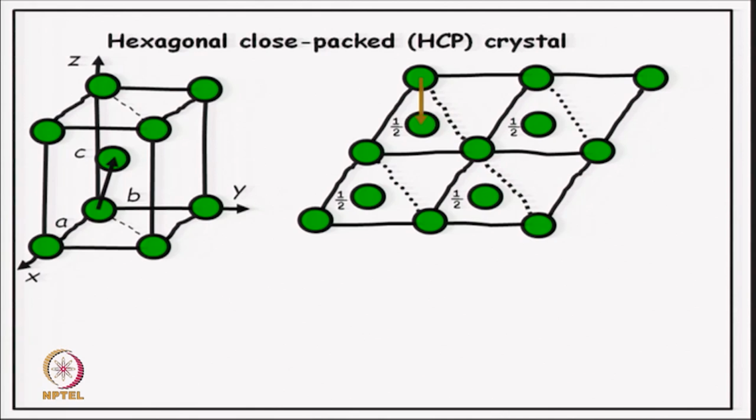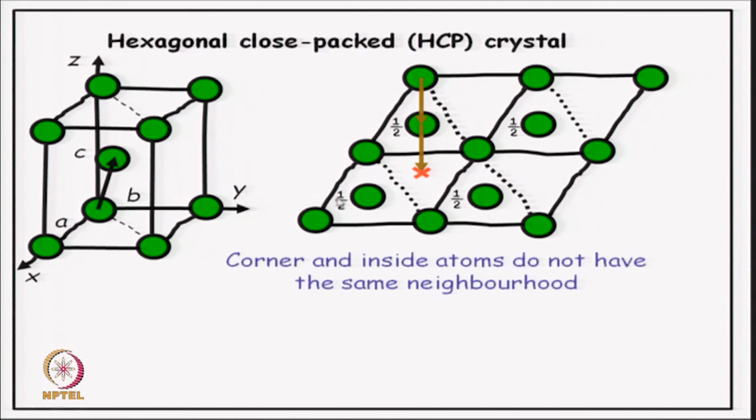Again, repeating that exercise with the arrows which we had done, we see that a corner atom has this internal atom as its neighbor, but if we move from the internal atom in the same direction, the same distance, we do not find a neighbor. So, the corner atoms and the central atom are not equivalent. The atom inside the unit cell is distinct from being a lattice point. So, we can select lattice points only at the corners. So, the corner ones are the lattice points, and the lattice is simple hexagonal.